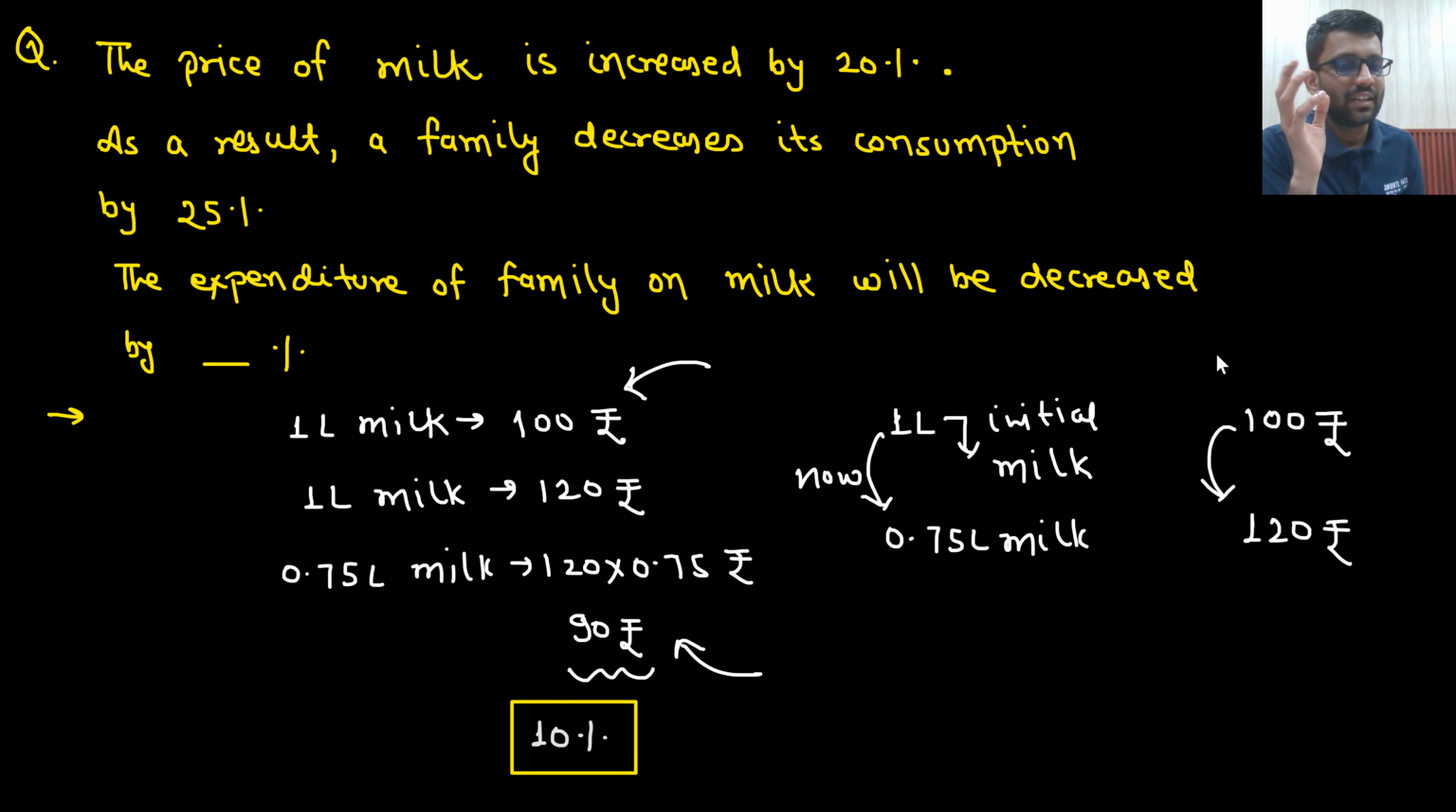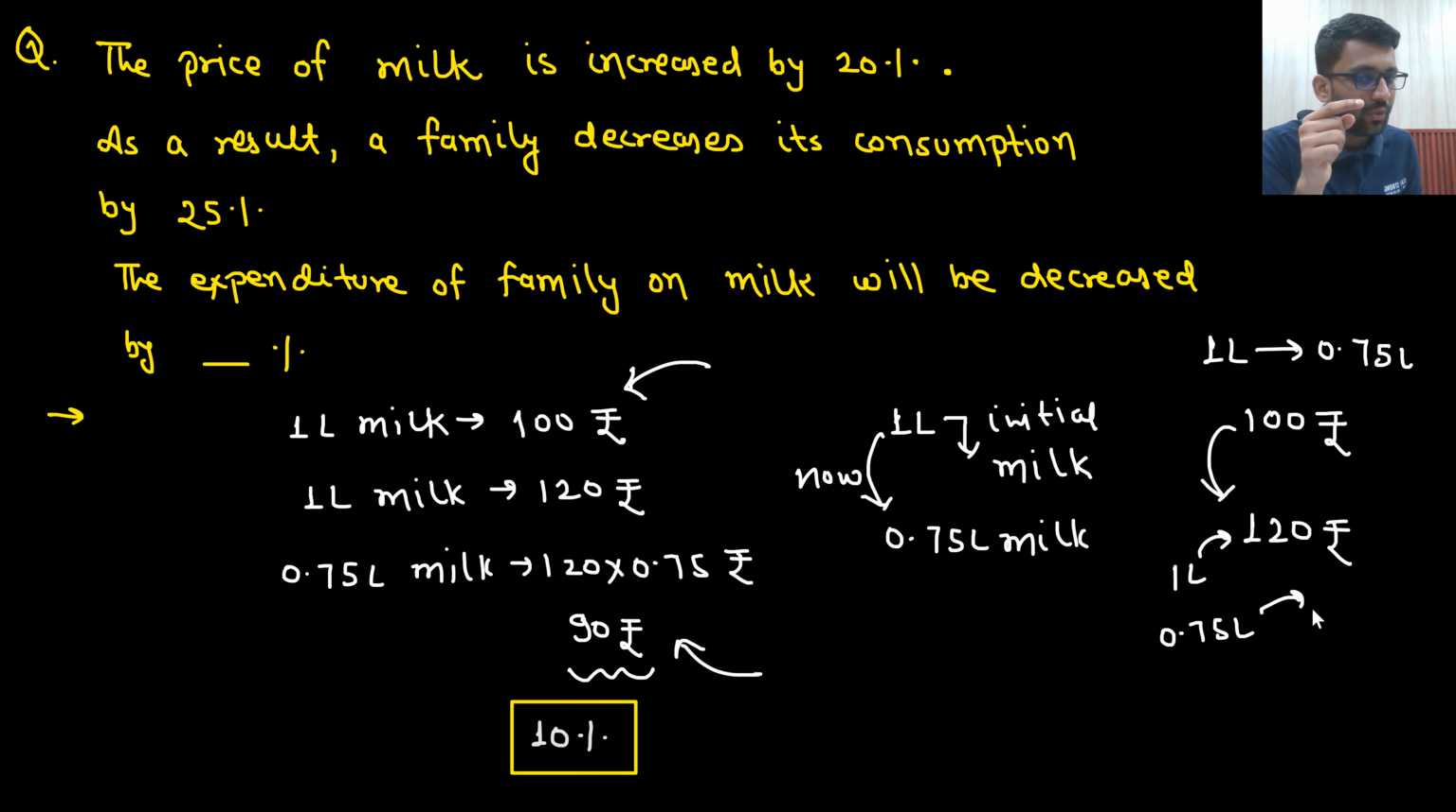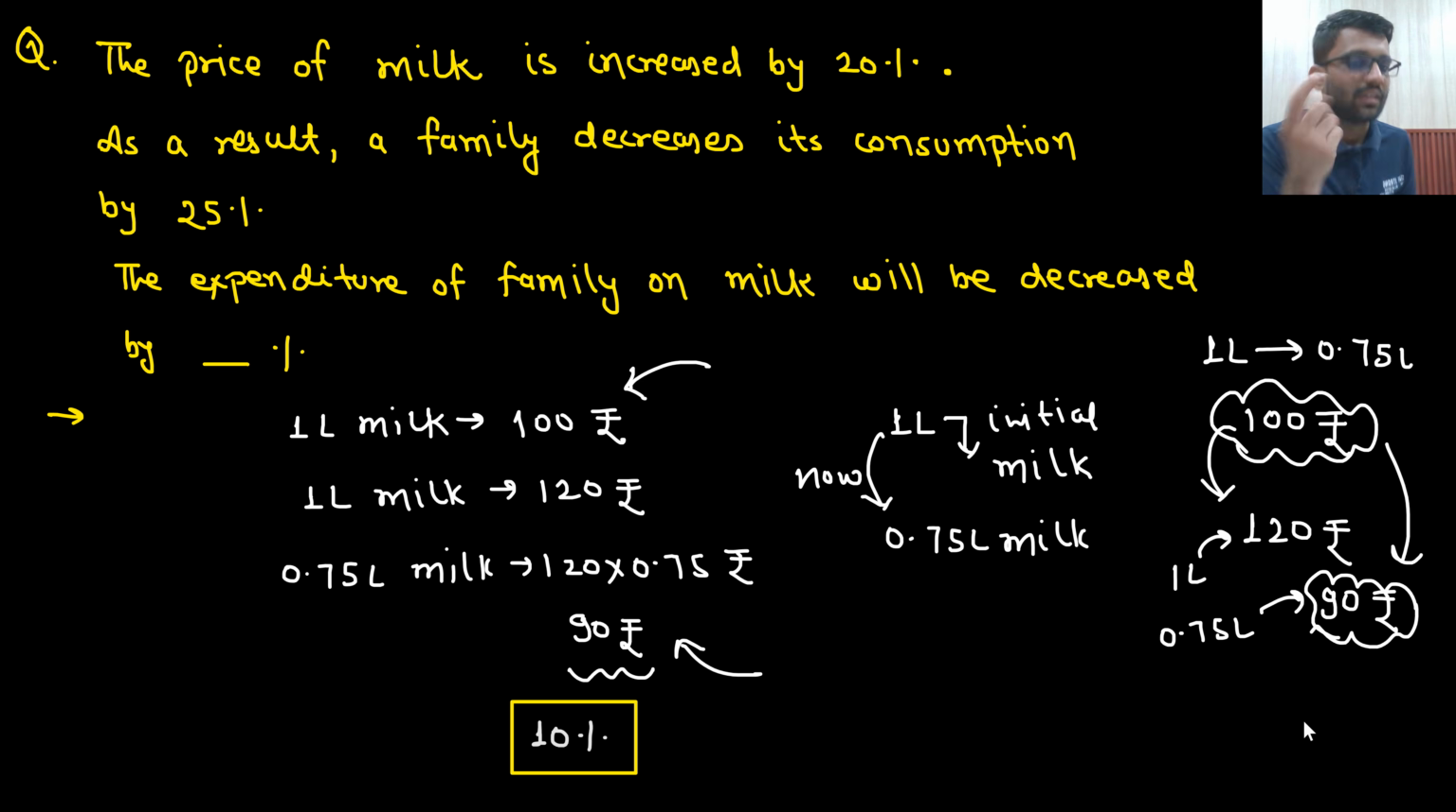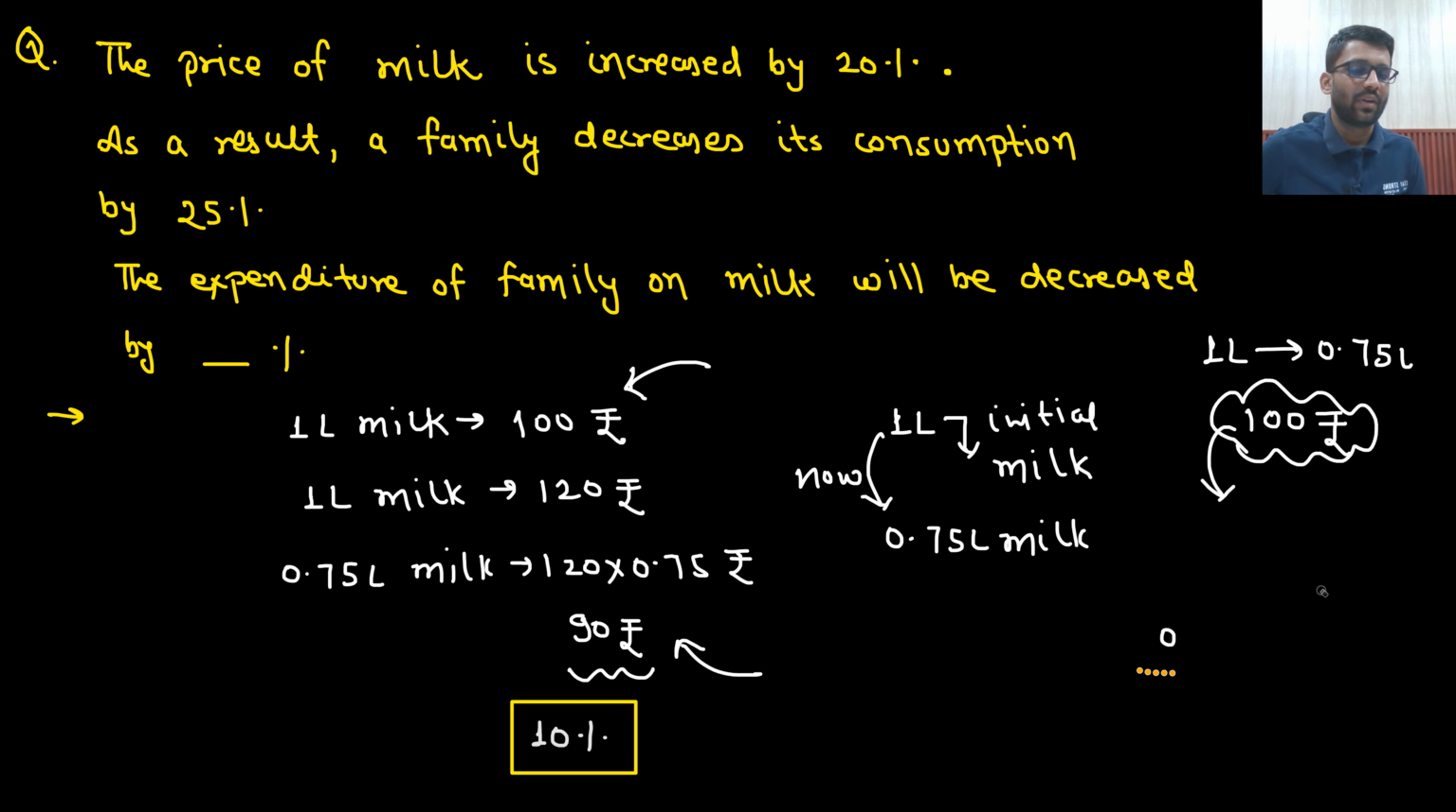That means initially they were getting 1 liter, and now they thought they should take 0.75 liter. Now 1 liter you got in 120 rupees, so 0.75 liter you are getting in 90 rupees only. Initially they were spending 100 rupees, now they are spending 90 rupees. So how much are they spending less? 10% less. The answer is 10%. Are you getting this point?